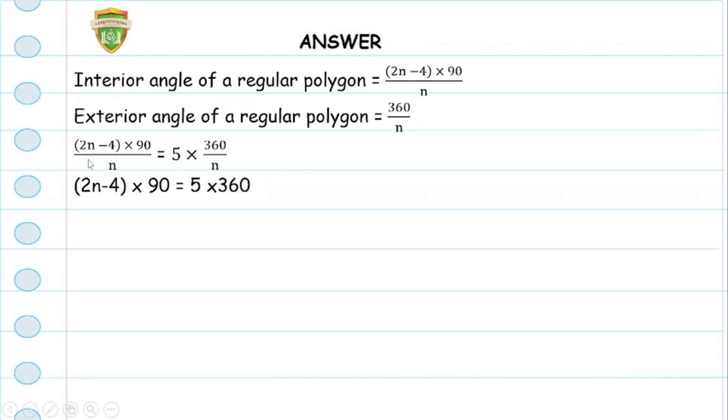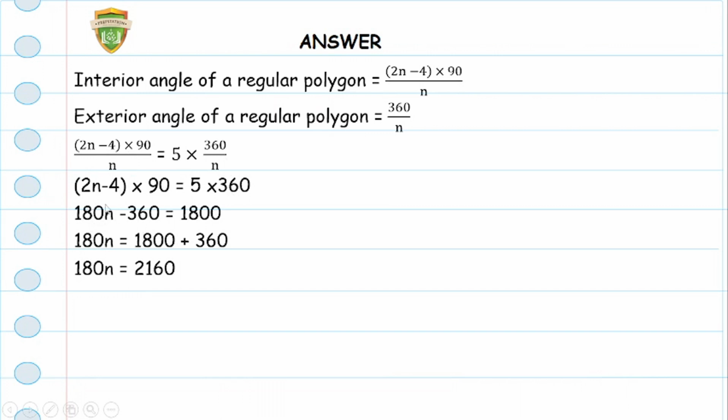So that means that (2n minus 4) multiplied by 90 will be 5 times 360. So next thing we'll do is that we'll open these brackets. So it becomes 180n minus 360 equals 1800. We take 360 to the other side, and this becomes 180n equals 1800 plus 360, which is 2160. So n is simply 2160 all over 180. That means that this polygon actually has 12 sides, and a 12-sided polygon is what we call a dodecagon. So our answer is option A.